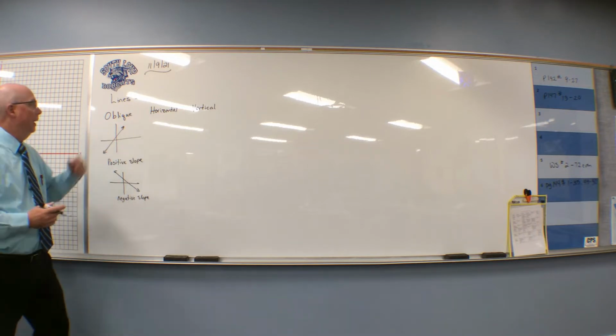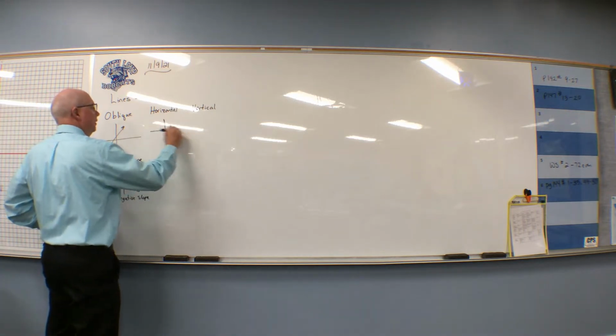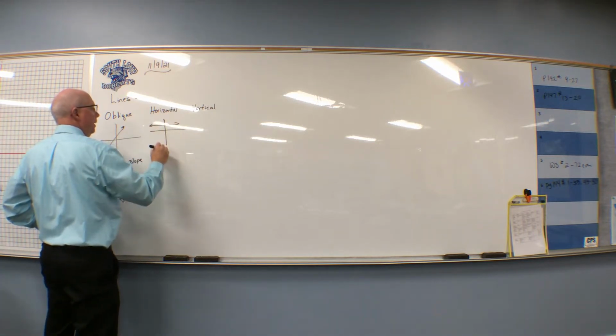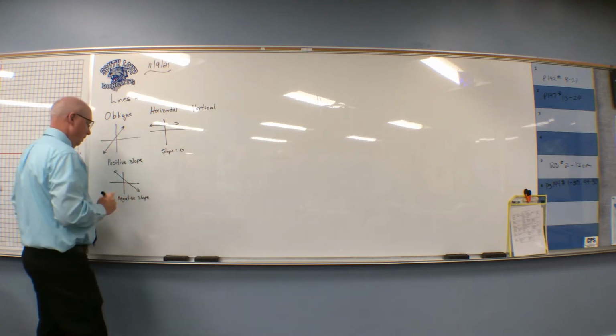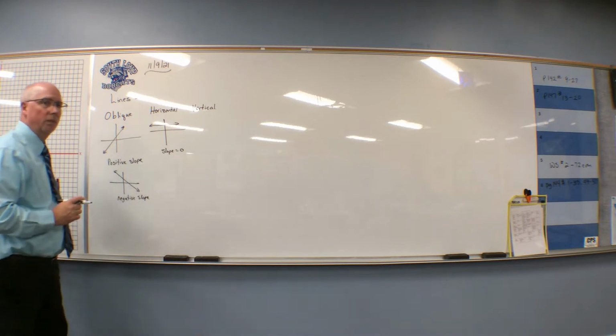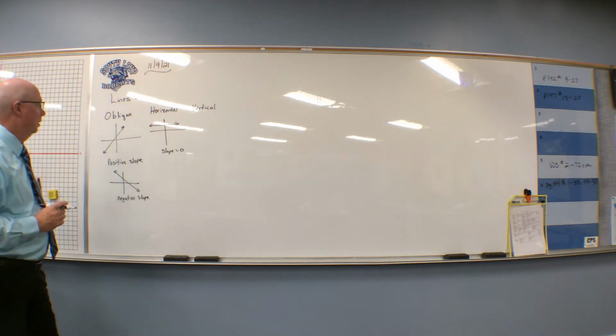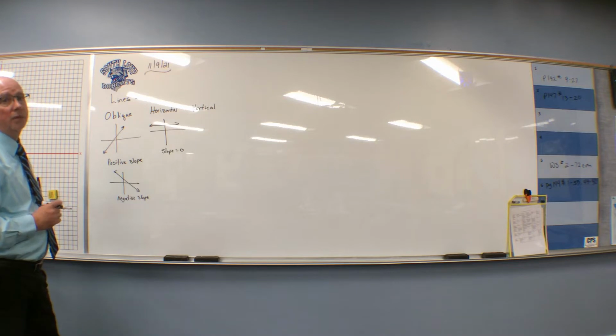All right. A horizontal line looks like this, and its slope is 0. All right. Would it have to be 0 or 1? You can't do that, but 0 or 1 is the same as 0.